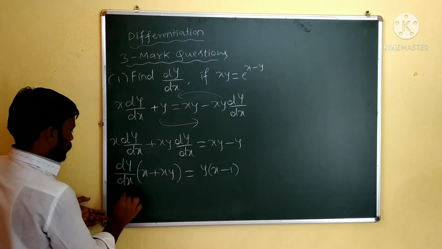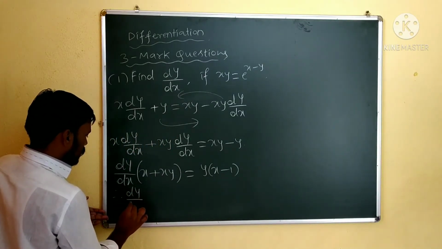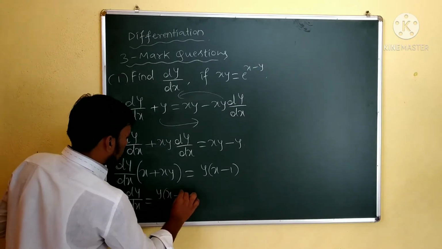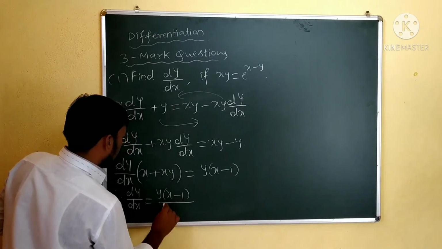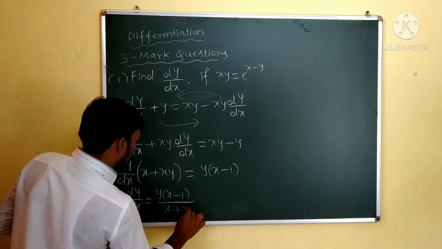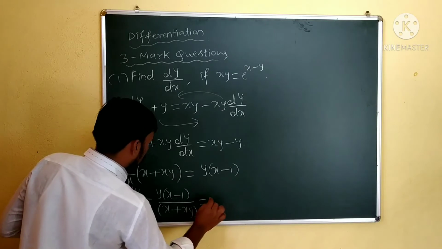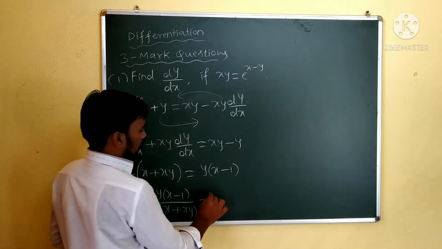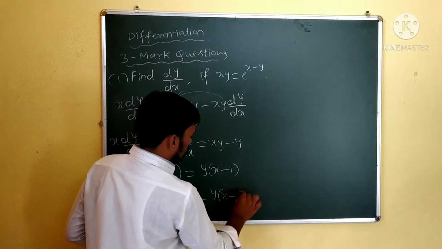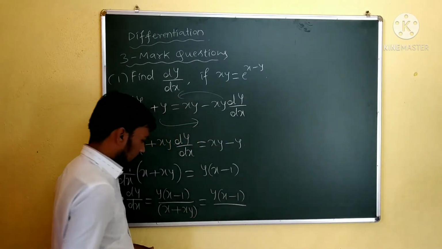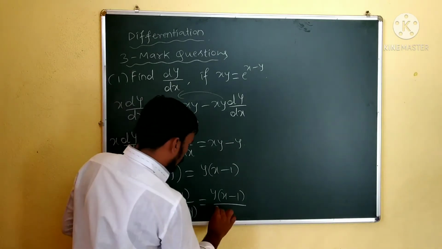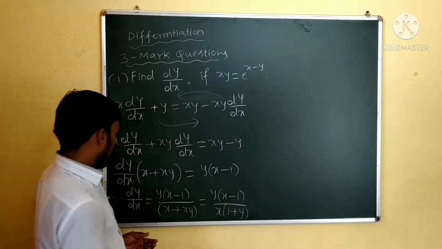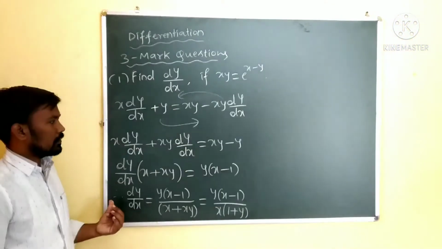Therefore dy by dx is equal to y into x minus 1 divided by x plus xy, and that is equal to, so write the numerator term as this, y into x minus 1, divided by, taking x common here, x into 1 plus y, which is the required answer. This is the derivative of the given function.